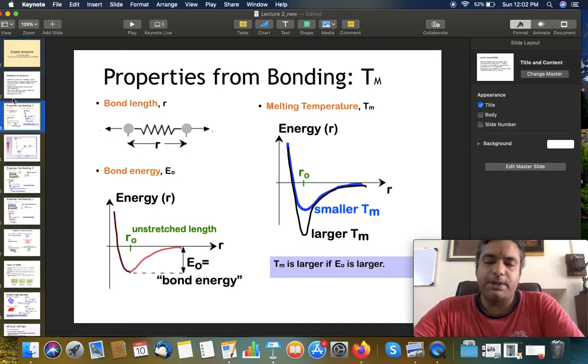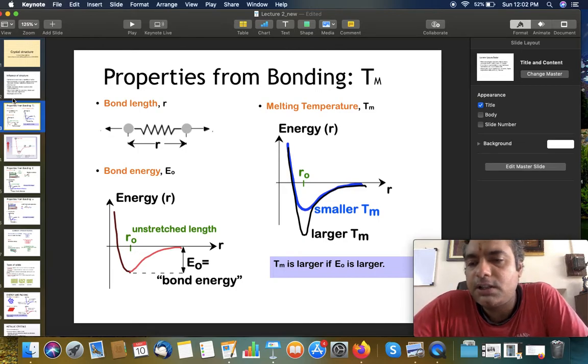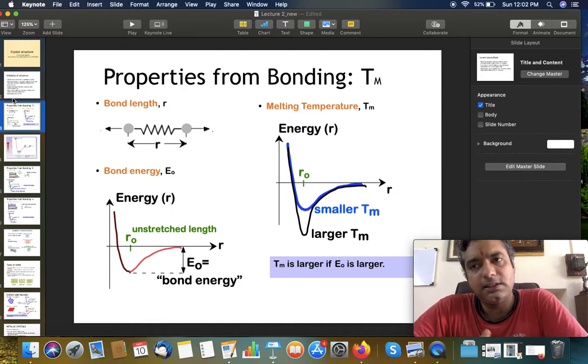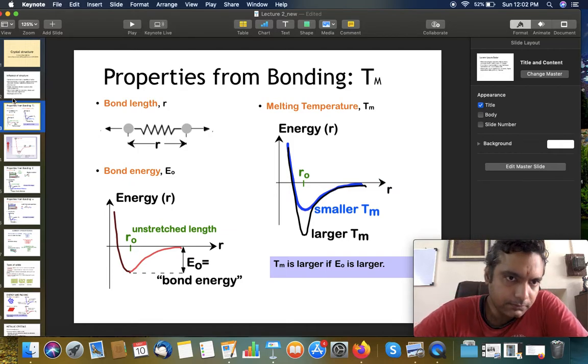Even though there are a lot of parameters, the most important things would be like the bond energy, the melting temperature, elasticity, and coefficient of thermal expansion. These are the things which we are going to see here.